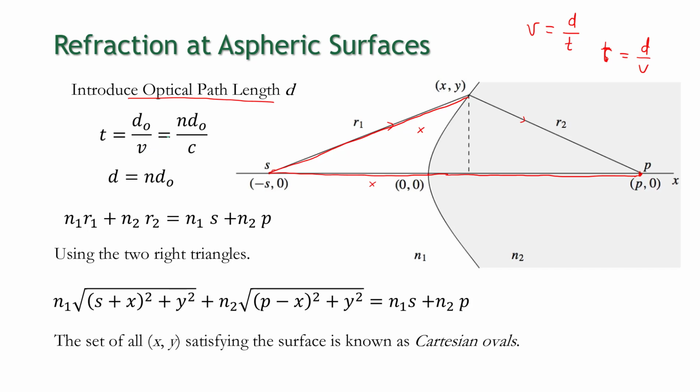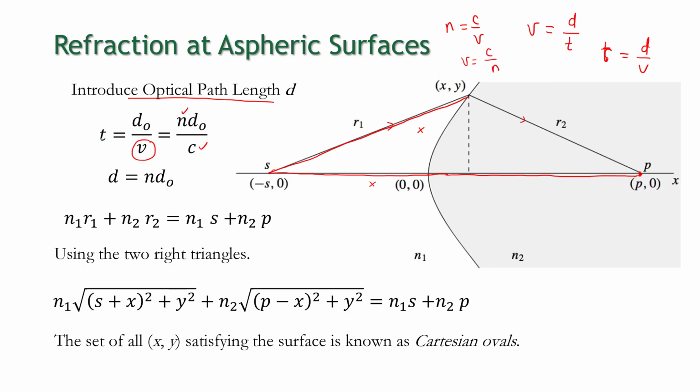Now, if we want to write this in terms of refractive index, then we can use this formula. Refractive index is given by c over v. So we want to replace this v in terms of refractive index. That would be c over n. So I can replace this by c over n.